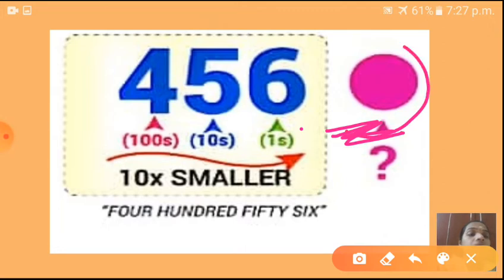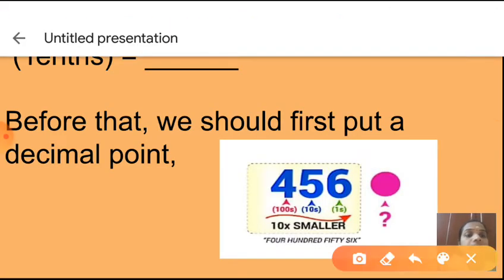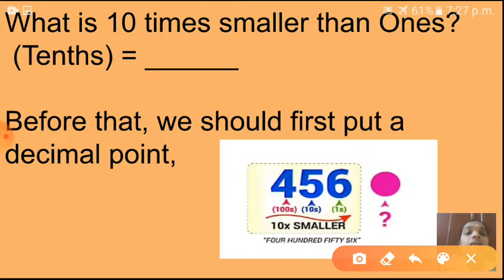So here, children, if I am writing any number in this place, then what will happen? I will explain that also here. See, what is 10 times smaller than 1? If I am writing any number in this place, here this is 1. If I move here, that is 10 times smaller than 1. Isn't it, children? So what is 10 times smaller than 1?